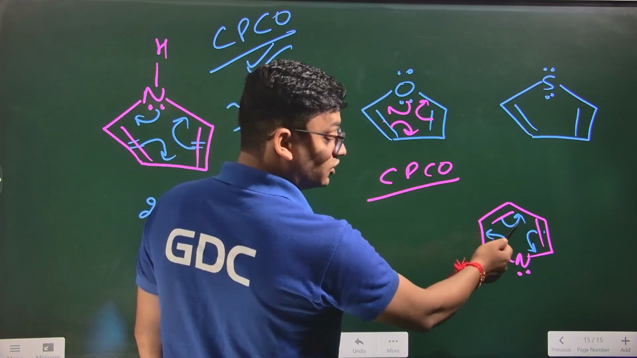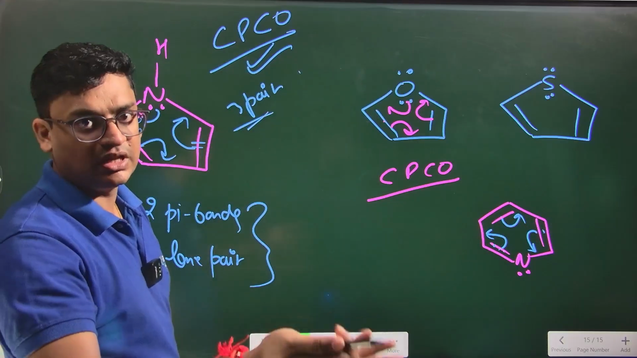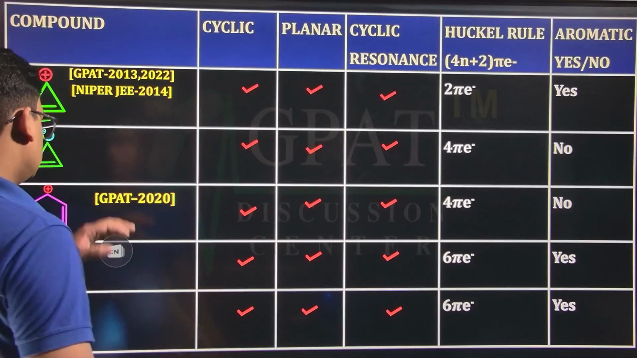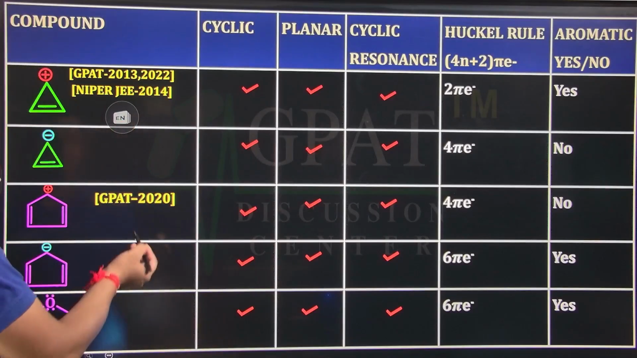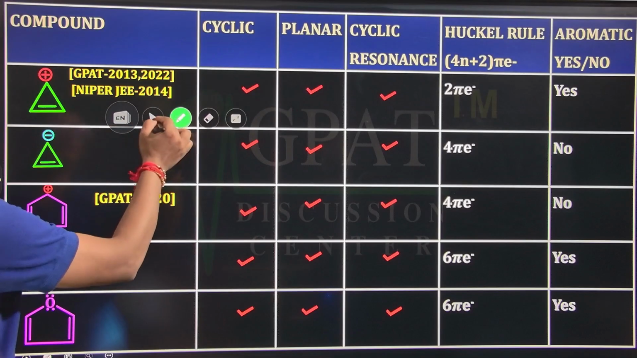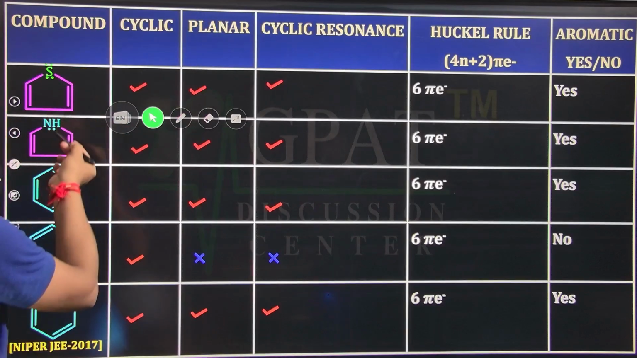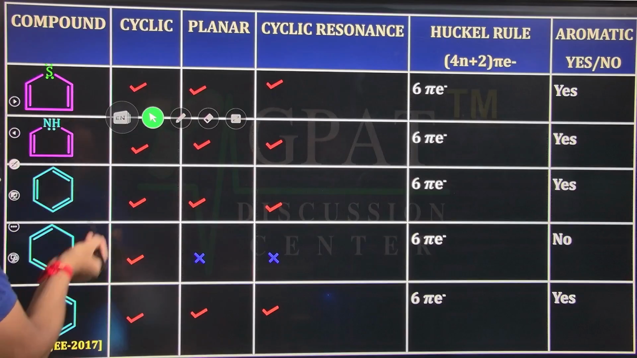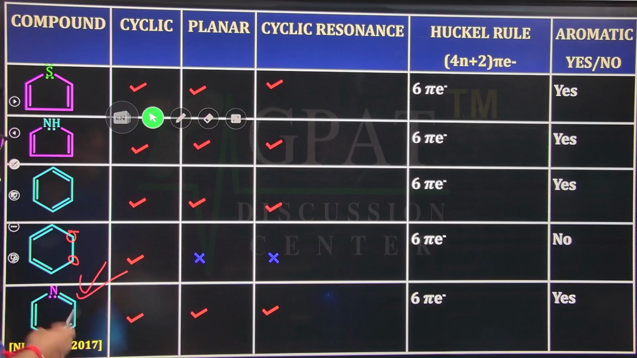2 pi bonds, two electrons each, 6 electrons, that is 4n plus 2 equals 6, n equals 1. So we will be having furan as an aromatic one, furan as aromatic. Next, thiophene and pyrrole, benzene. Now we can see here we do not have conjugation around these carbons. For pyridine as well, it will be an aromatic structure.